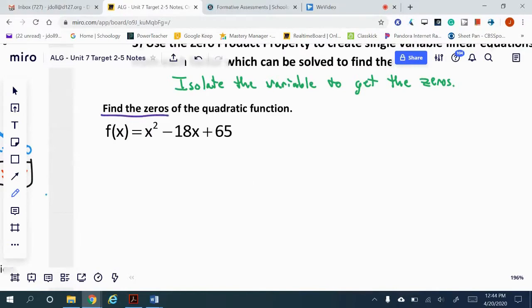As soon as we see those words, guys, find the zeros, immediately, if it's not already done for you, replace the range variable with 0. Replace f of x or y with 0, because the only way that we can find zeros, find the x variables that are zeros, is if the range is actually the number 0.